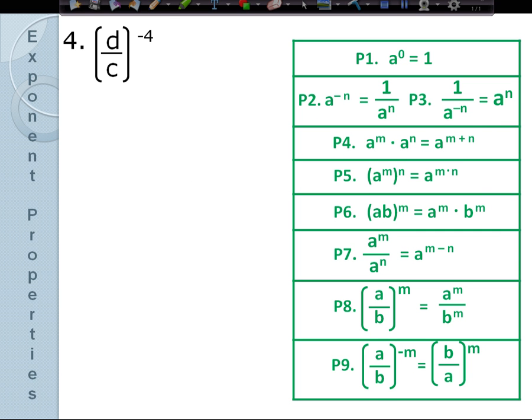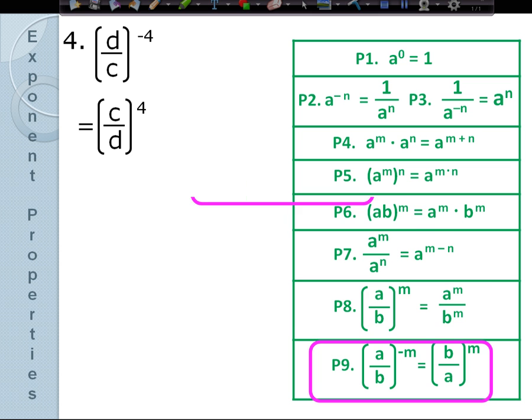All right, number 4, you have open parentheses, d over c, close parentheses, raised to the negative 4. The first thing we're going to look at is property number 9, where we have our negative exponent here outside the parentheses. So everything inside is being raised to that negative power. So to get that 4 to be happy and positive, we're going to flip our fraction, and it's going to give us c over d to the positive 4.